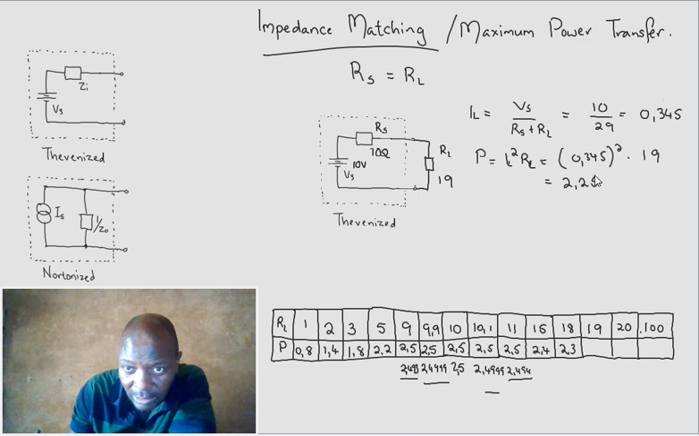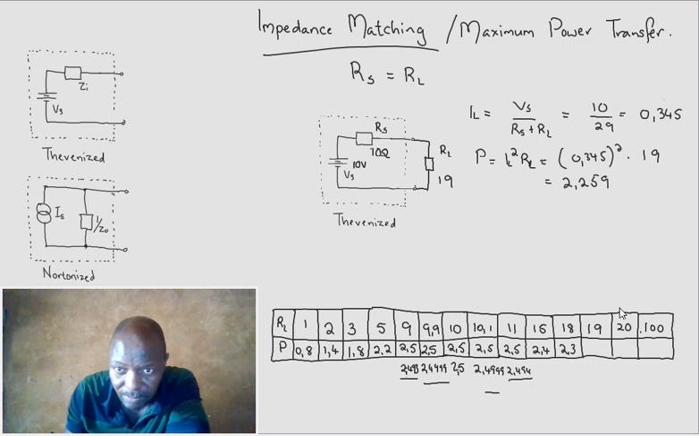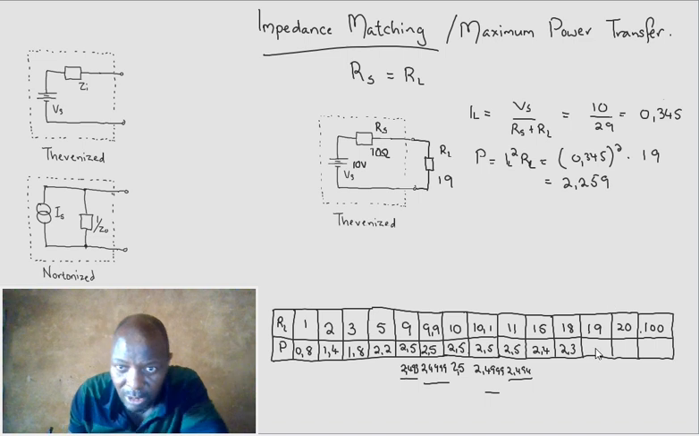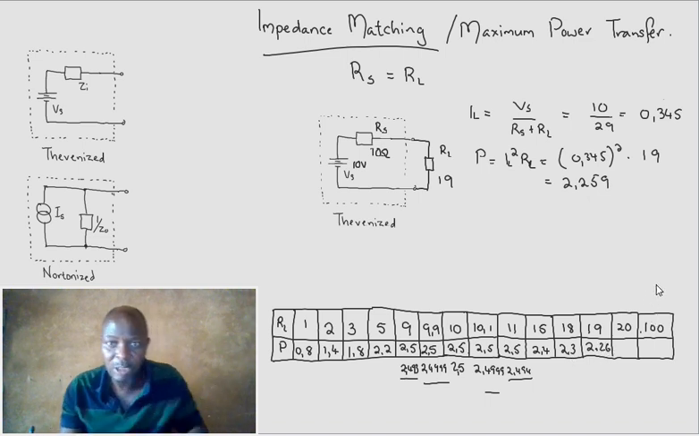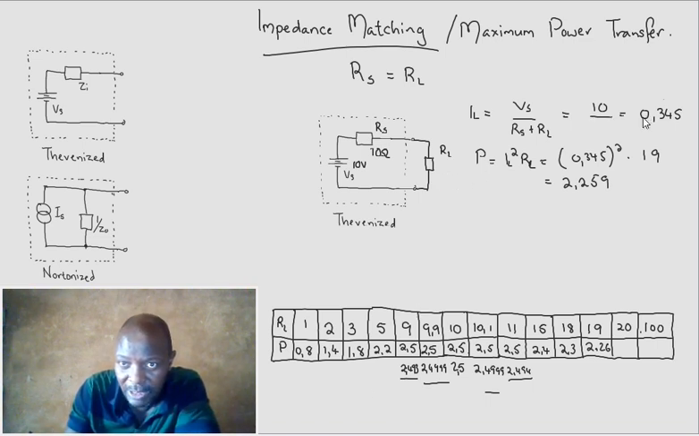Is that the power? 2.26 is dropping further. 2.26 is less than 2.3. Let's make it 20. So we are proving here that for impedance matching, if you want to have maximum power transfer, you need to match impedances. We are doing it through this exercise.